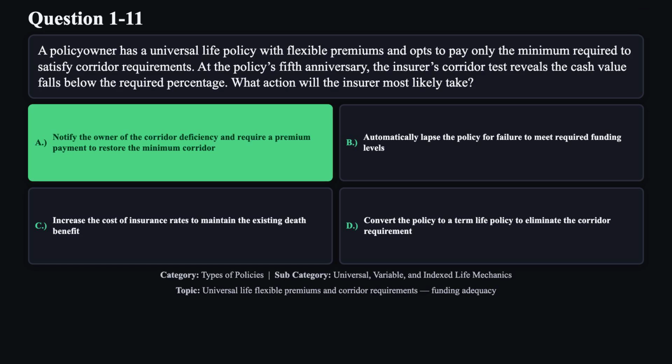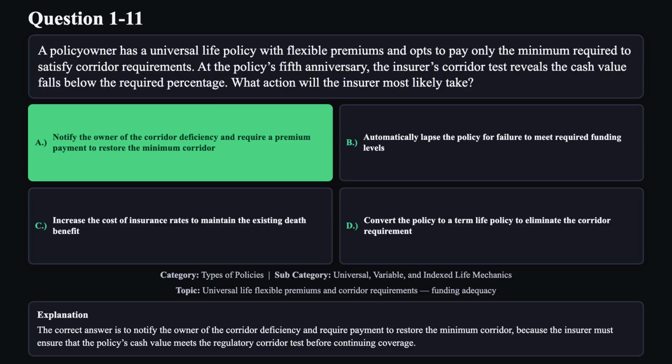The correct answer is A. The correct answer is to notify the owner of the corridor deficiency and require payment to restore the minimum corridor, because the insurer must ensure that the policy's cash value meets the regulatory corridor test before continuing coverage.